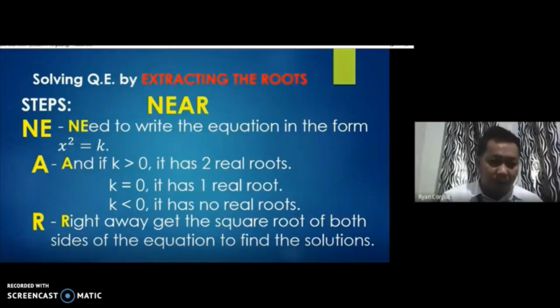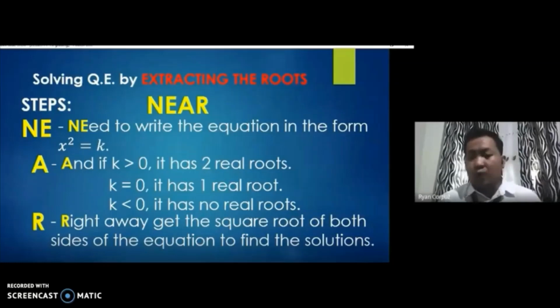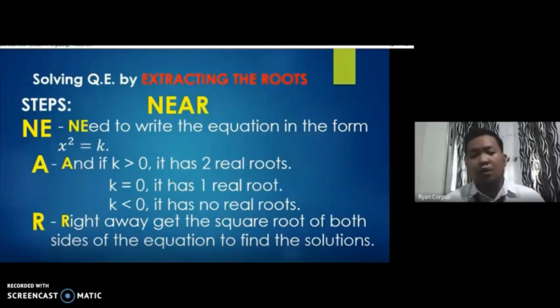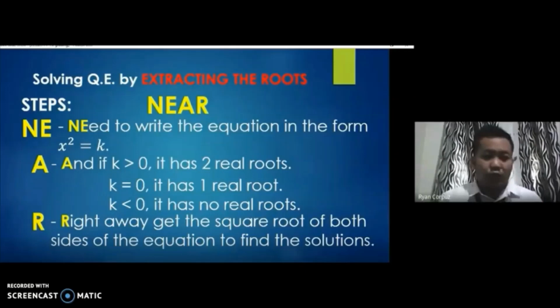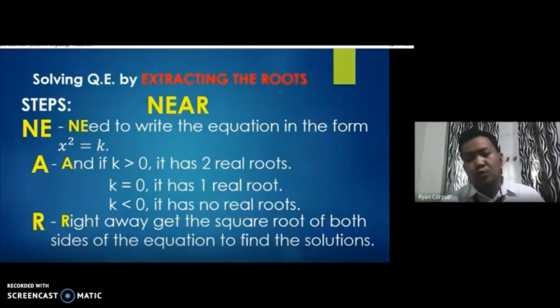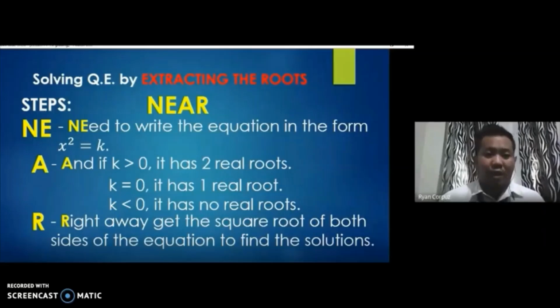So whatever you do on one side, we'll also do that on the other side. So if you find the square root of the left side of the equation, you are also going to find the square root of the term on the right side of the equation, because we are dealing with an equation. So whatever you do on one side, you will also do on the other side to apply the concept of equality.